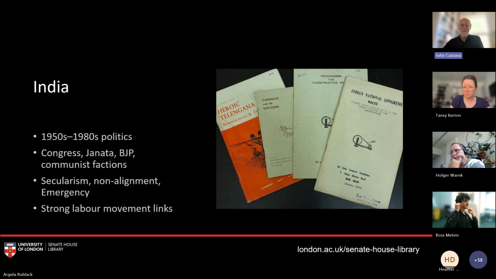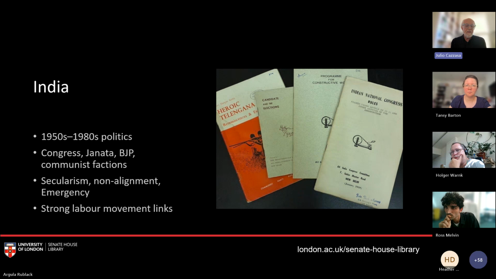Sorry, I lost something there, especially in the context of the 1975 emergency. The trade union section, including documents from AITUC and INTUC, reflects the deep entwinement of labor movements with the broader independence struggle and post-colonial governance.